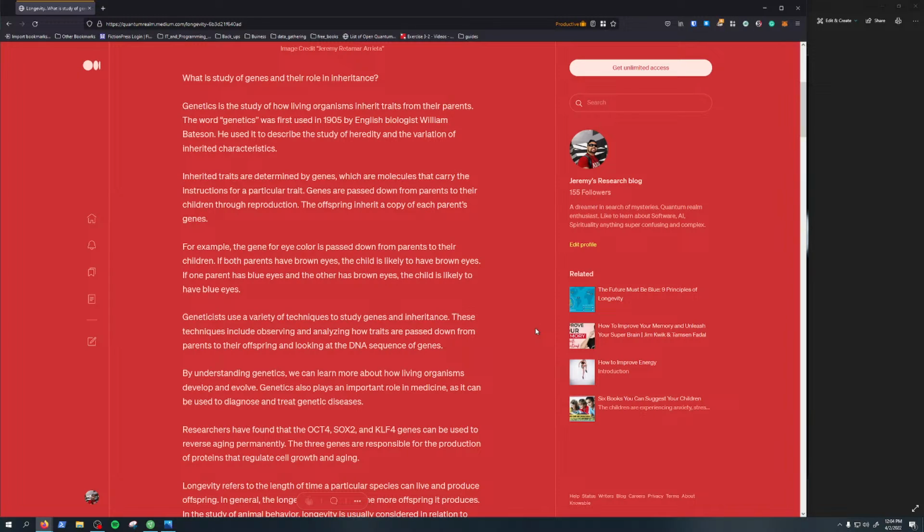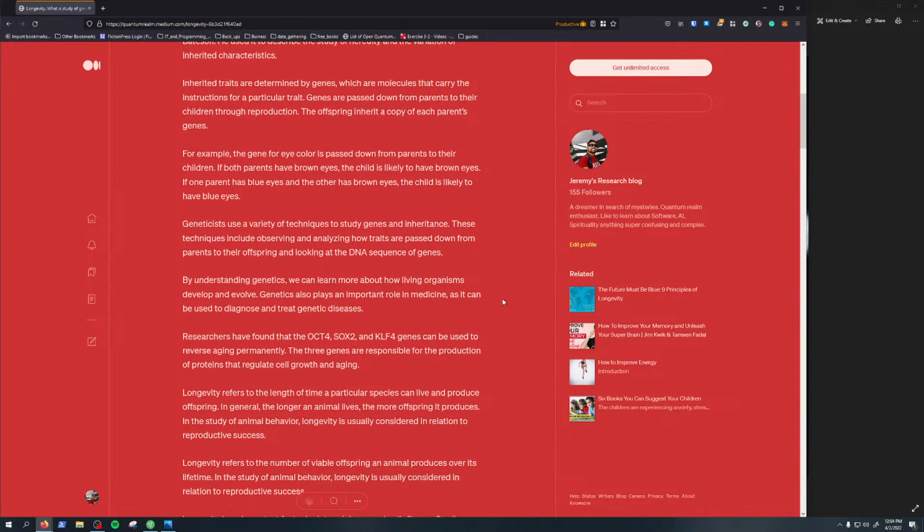For example, the gene for eye color is passed down from parents to their children. If both parents have brown eyes, the child is likely to have brown eyes. If one parent has blue eyes and the other parent has brown eyes, the child is likely to have blue eyes. That may not be as true, just because of the way Punnett squares work. If you don't know what a Punnett square is, it's kind of like measuring the probability of the genes that come out. So yeah, research Punnett squares.